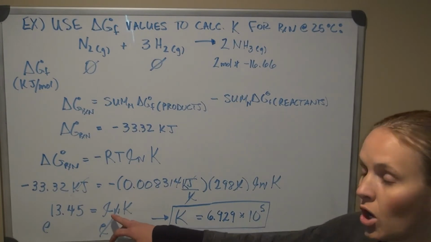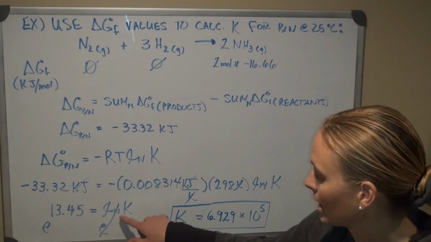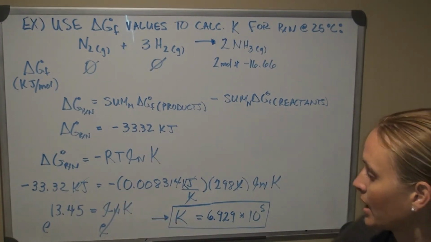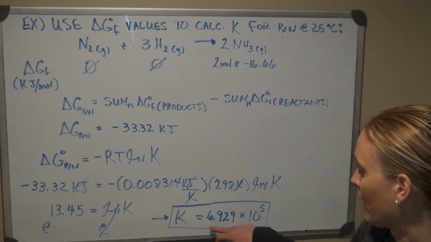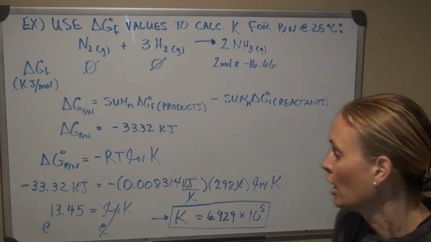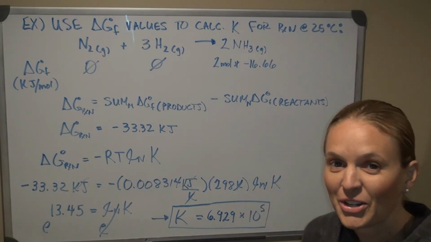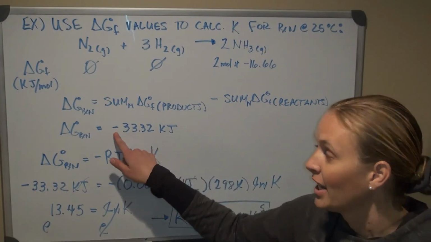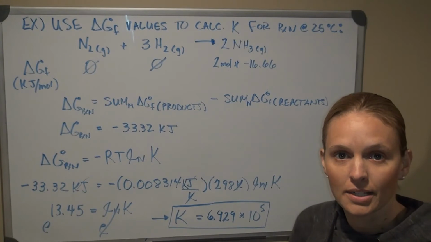How do I get the natural log out of that? Well, I use the inverse function of the natural log. So e to that number and e to this cancels out the natural log, and I get e to the 13.45 is equal to K, and that number is 6.925 times 10 to the 5th. And again, there's no units there. But we would say, okay, this is a really large number, so the reaction lies to the product side, and the delta G naught is negative and spontaneous, so my number makes sense.